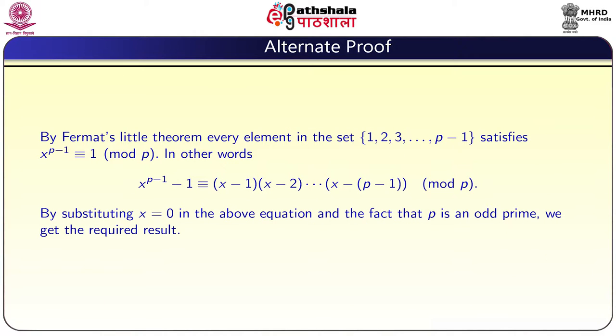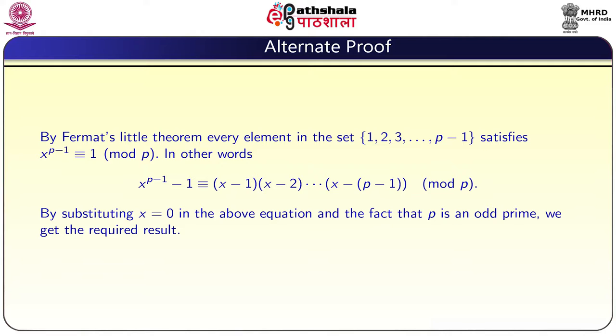Now, we will look for an alternative proof for this Wilson's theorem. In this proof, there is no need to look for those things. In the previous proof, we needed to show that ax equal to 1 mod p has a unique solution, as well as that a equal to a dash is possible only if a equal to 1 or a equal to p minus 1.